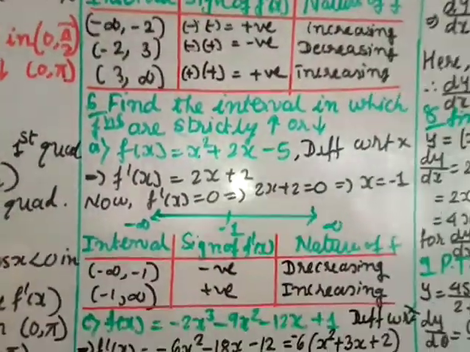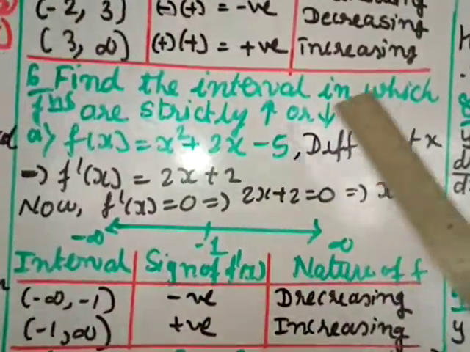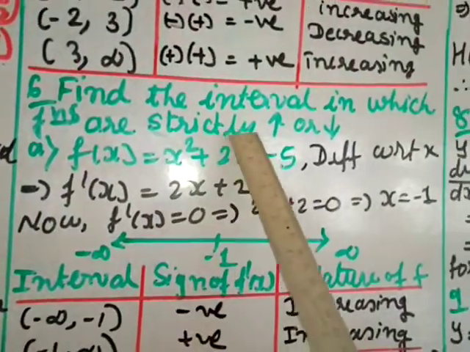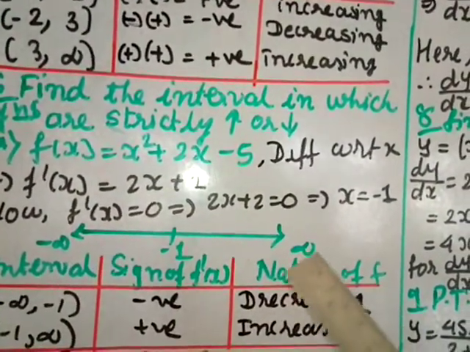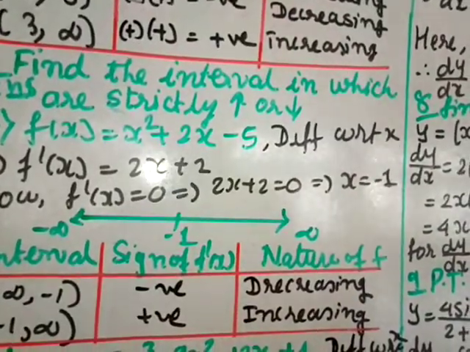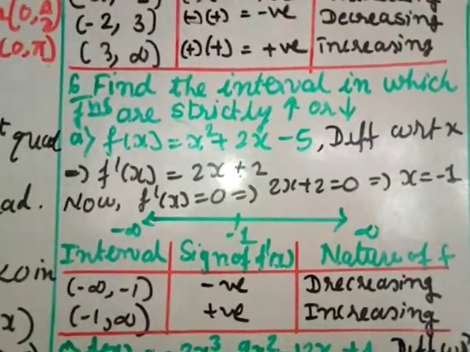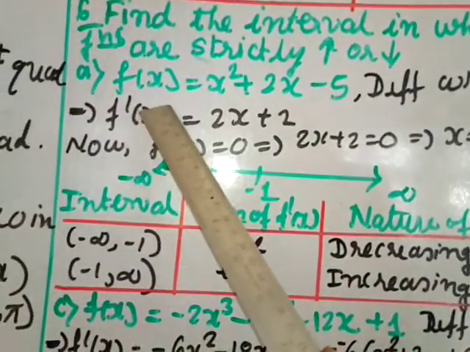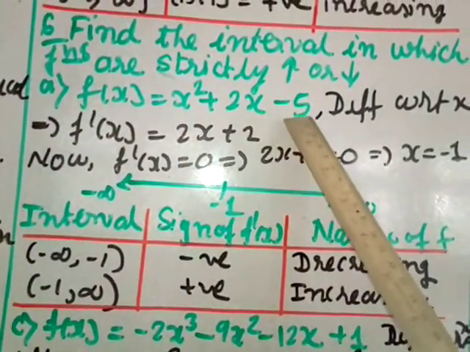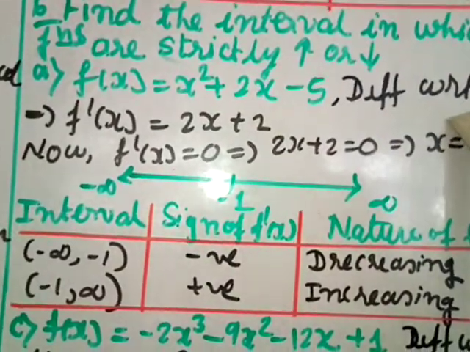Question number 6. Find the intervals in which the functions are strictly decreasing or increasing. We are given A, B, C, D, E. Functions are given and they have asked us to find the intervals in which they are increasing or decreasing. So first, A is f(x) is equal to x square plus 2x minus 5. First we will differentiate with respect to x.